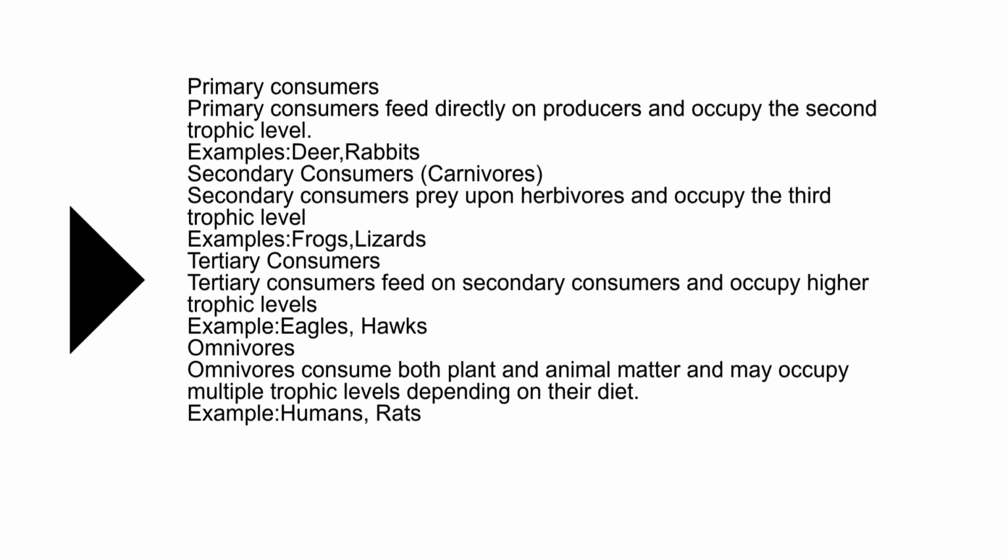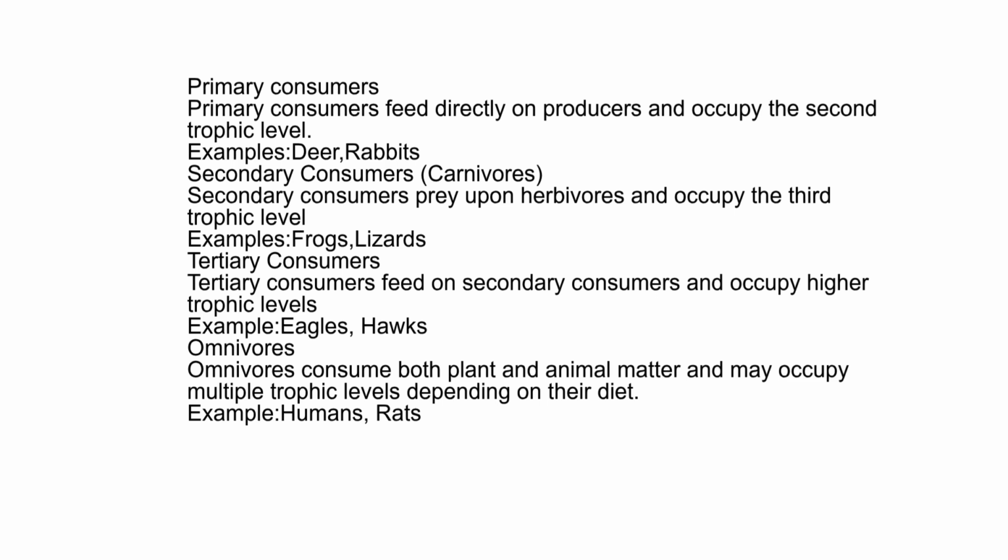Example is deer and rabbits. Secondary consumers. These secondary consumers prey upon herbivores and occupy the third trophic level. Example, frogs and lizards. Next is tertiary consumers. They feed on secondary consumers and occupy a higher trophic level.